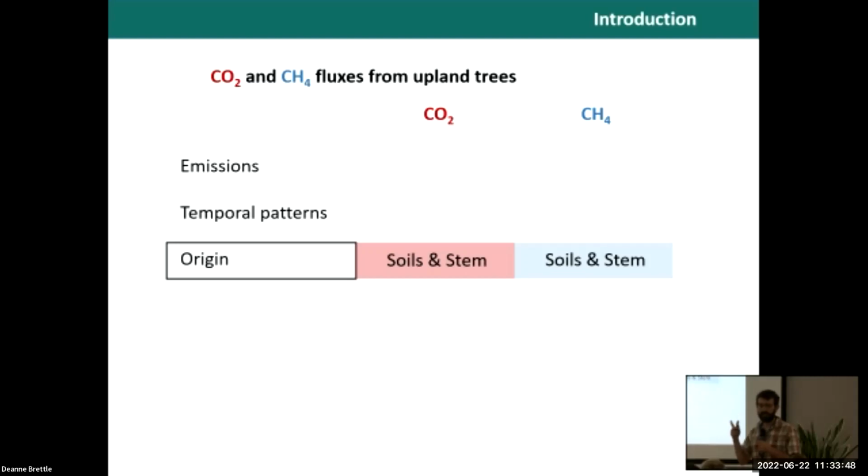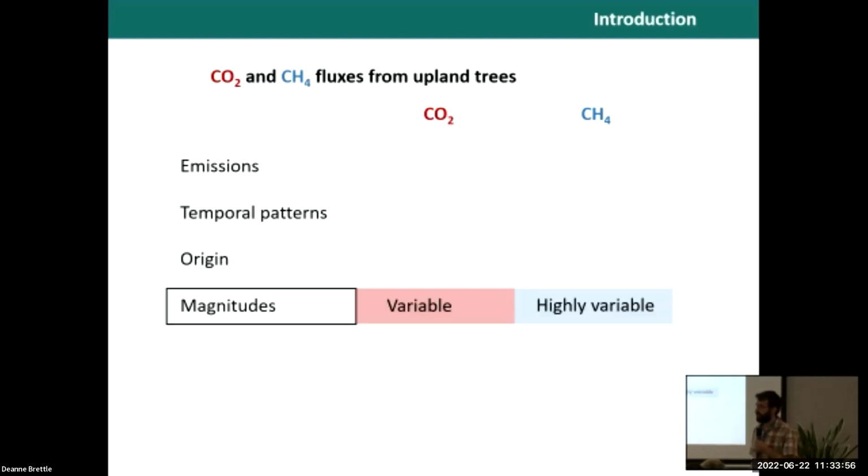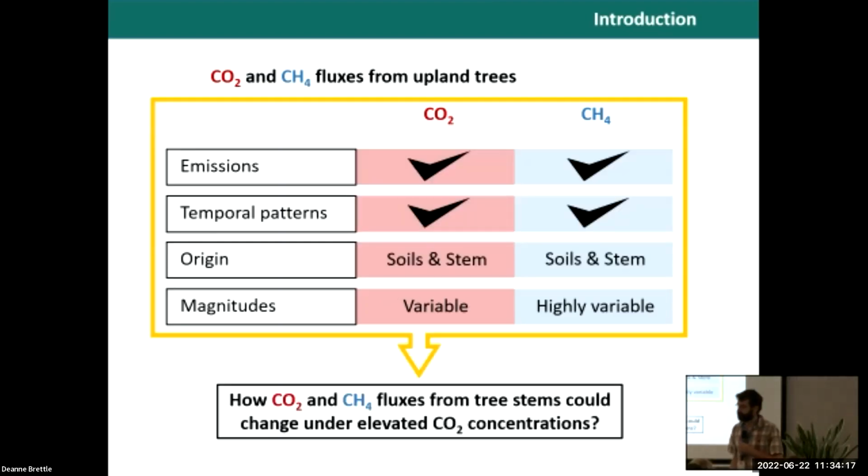And as I said, we know that the origin of carbon dioxide and methane could be the soil or could be the heartwood and the sapwood of the trees. And the magnitudes, carbon dioxide magnitudes are very variable, but methane fluxes are even more variable. So we can have uptake, we can have emissions, and even within the same tree, with a few centimeters of difference, we can move orders of magnitude from uptake to emissions.